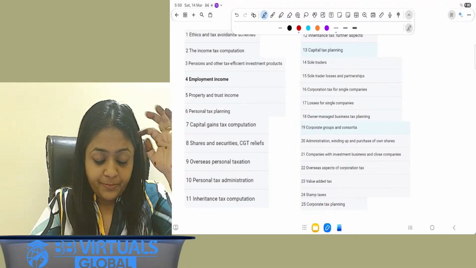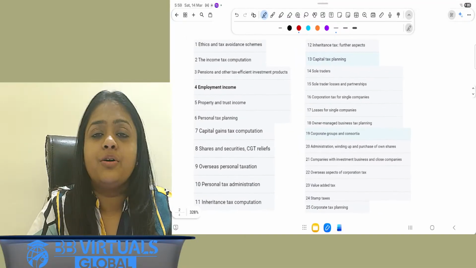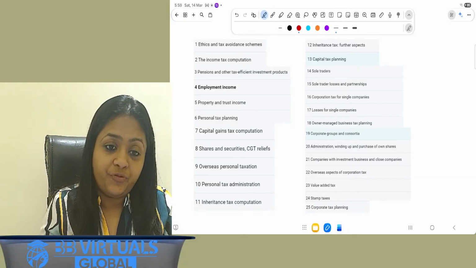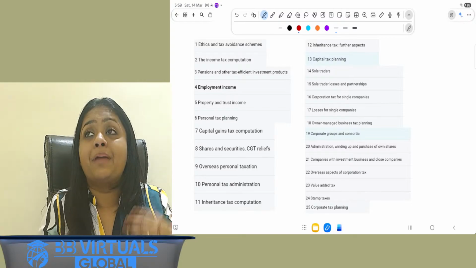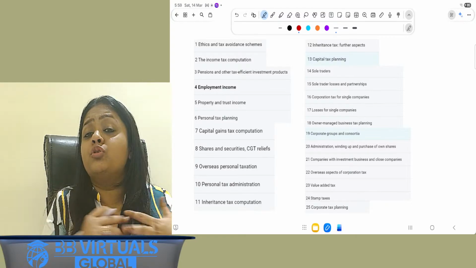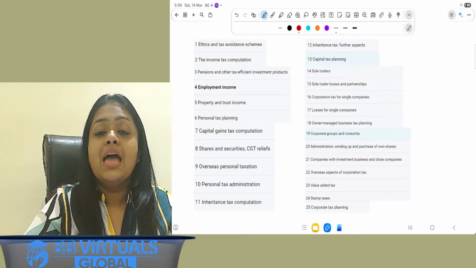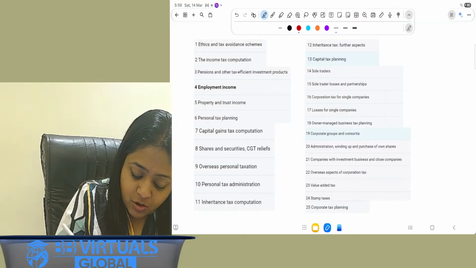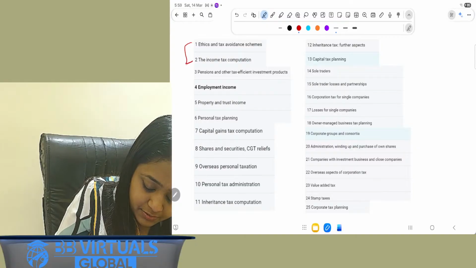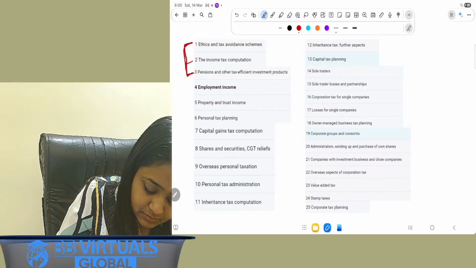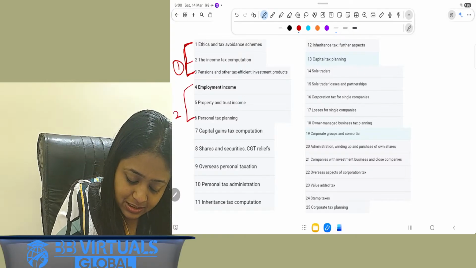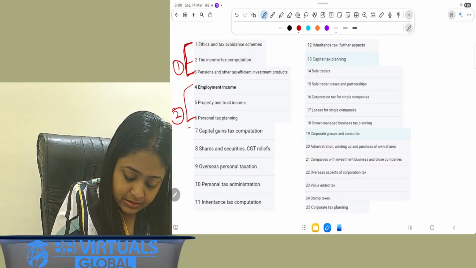Okay, now let's go further. So these are the chapters that you will have in your ACCA ATX syllabus. Now I generally divide it into different blocks and I will be taking your questions, your practice. I'll give you mocks. We will do a lot of practice questions in the class, depending upon these blocks. So ethics, tax avoidance, income tax computation is generally one block. This also one block. Then your employment income and personal tax planning, till this you have a second block. Then this becomes your third block.